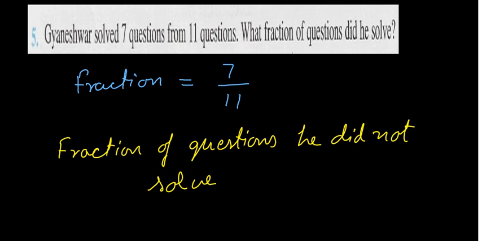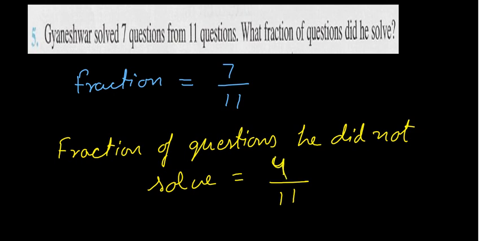So out of 11 questions, he solved 7 questions. So remaining will be 4 questions. You have 8, 9, 10, 11 such like. So remaining are 4 questions, and out of 11 questions, 4 questions he did not solve.